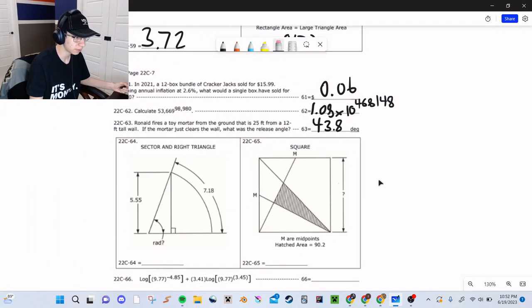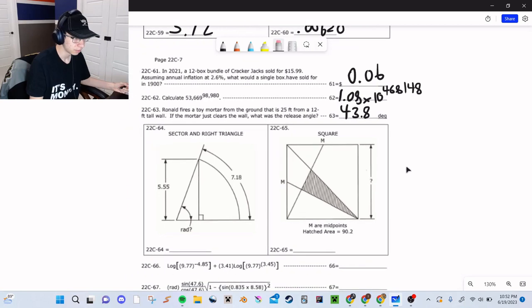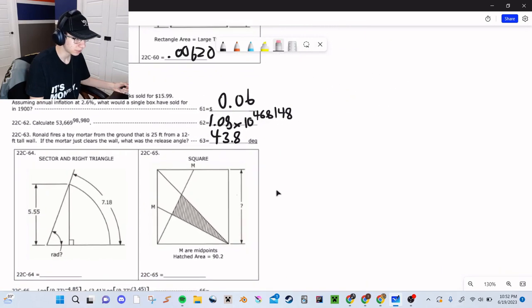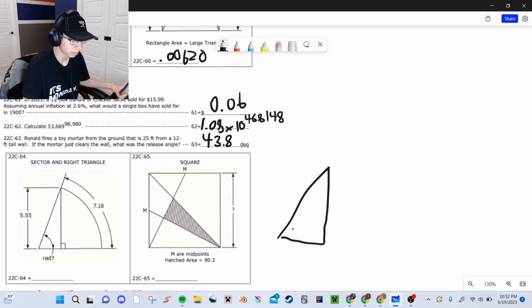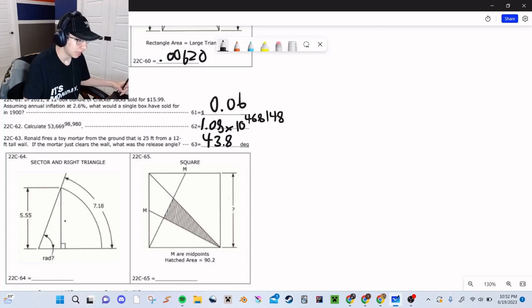Okay, 64. So we have a sector and a right triangle. No, I'm not going to be able to draw this well. So okay, we have this length as 5.55. We have this angle theta that we were solving for.